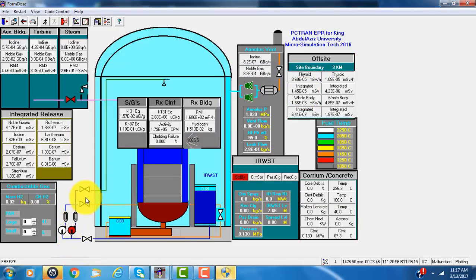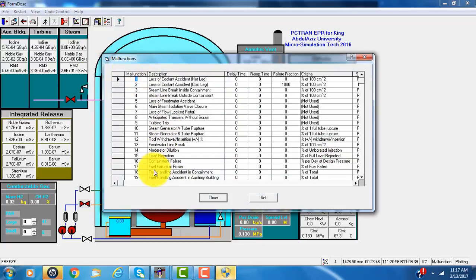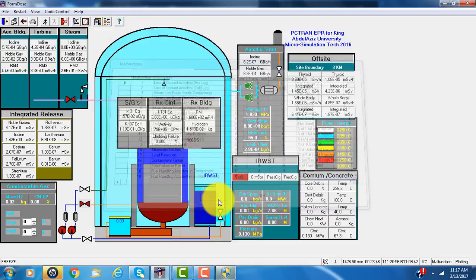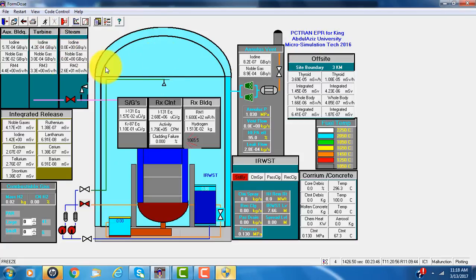And they can turn on the pump to direct water into this debris spreading room to cool it. So there are all kinds of combinations in this accident combination. There are over 20 of them. So it covers every possible operational, transient, and accident.